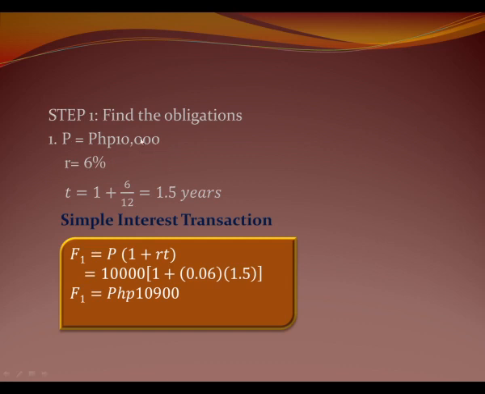For obligation 1, the principal is 10,000 with 6% simple interest for 1 year and 6 months. We can convert this to 1.5 years because 6 over 12 is 0.5. Since the given transaction is a simple interest transaction, we can find F1, our first obligation, as P times the quantity 1 plus RT. So 10,000 times 1 plus 6% multiplied by the number of years, 1.5, then the final value of 10,000 will be 10,900 using the simple interest transaction.